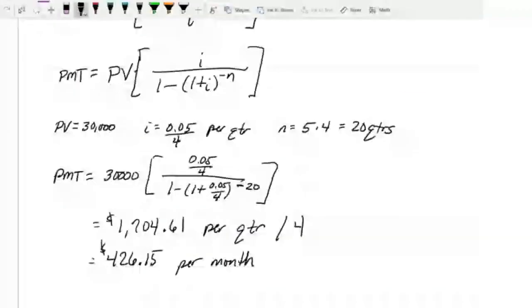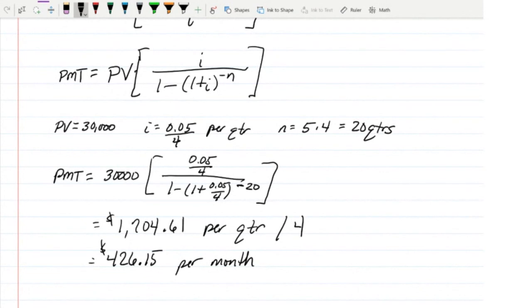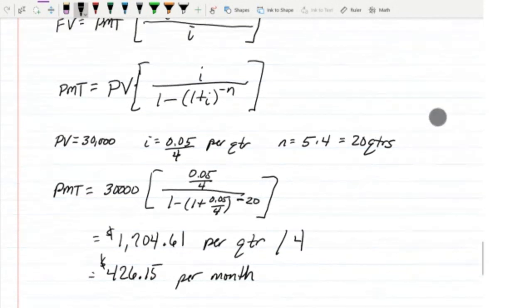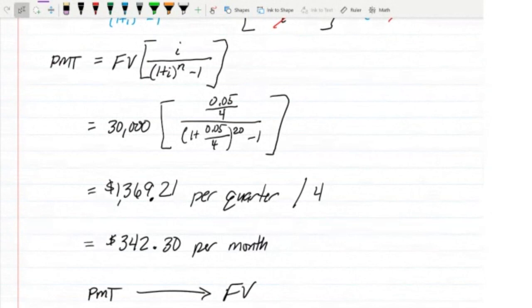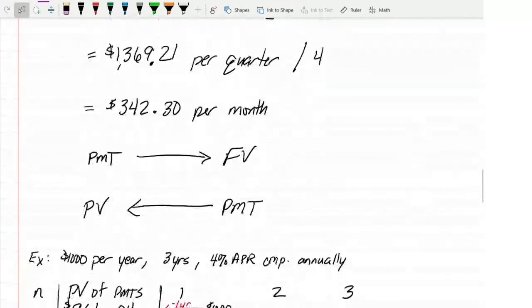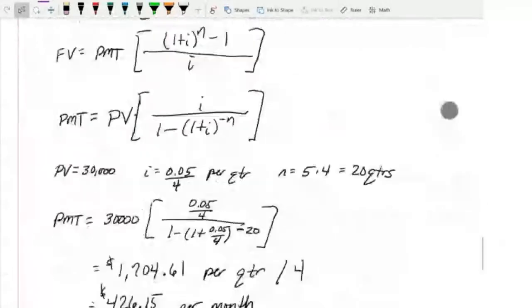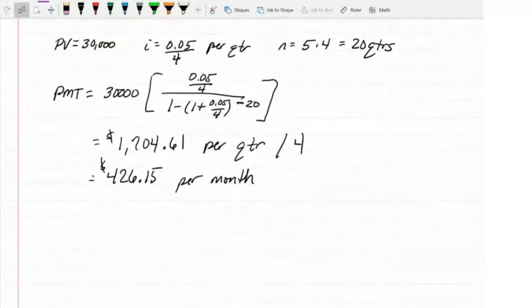So let's compare that to the monthly payment that I had up above. Remember, up above, we used the future value formula because I was saving up to buy the car in the future. $426.15. There we go. Here we see the difference. $342 is all I needed to save every month to buy that $30,000 car in the future. But if I bought the car today, I'd have to pay a larger amount per month. And again, there's a few reasons for that. Certainly the difference being I have the car today.